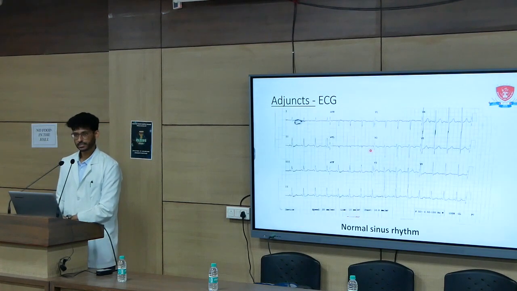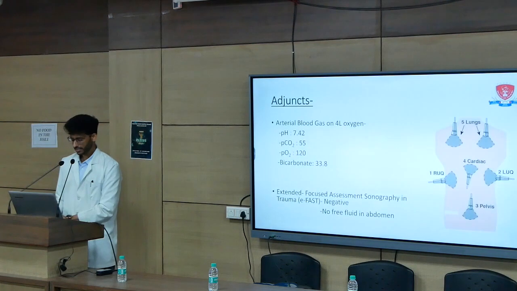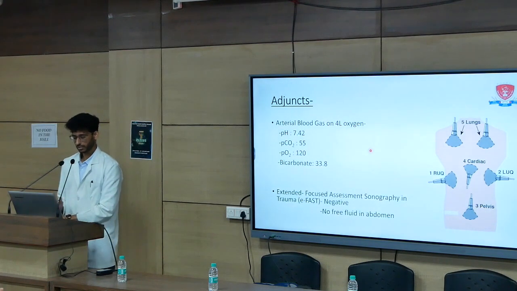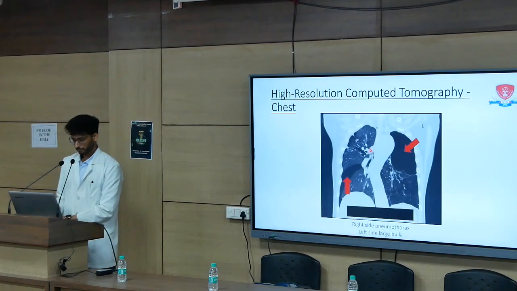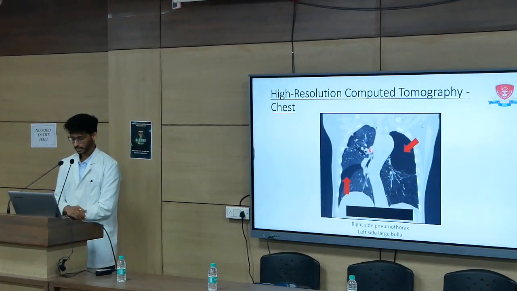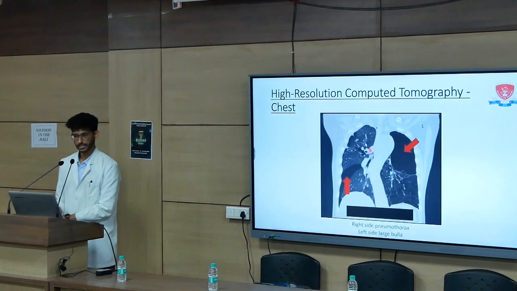ECG had normal sinus rhythm. Other adjuncts included ABG and EFAST, which stands for Extended Focused Assessment Sonography in Trauma, which was negative. Since the X-ray quality was not up to the standards, and based on the clinical findings, we ordered an HRCT chest. In this, we could appreciate a right side pneumothorax with a large bulla on the left side.